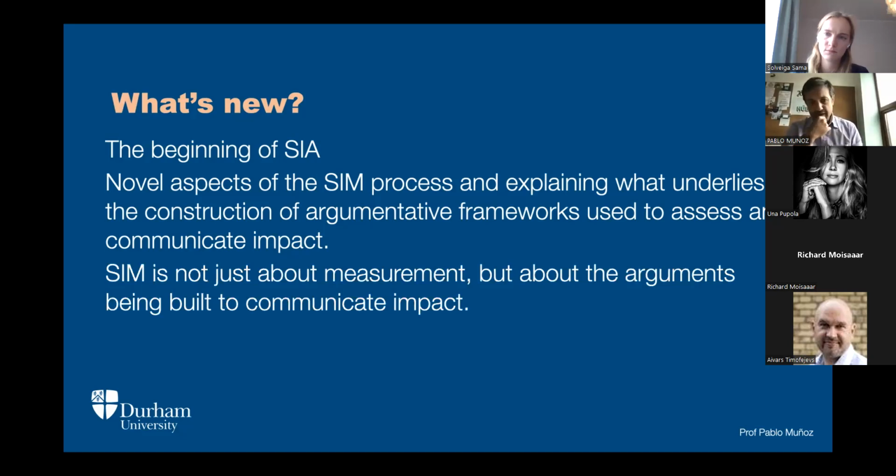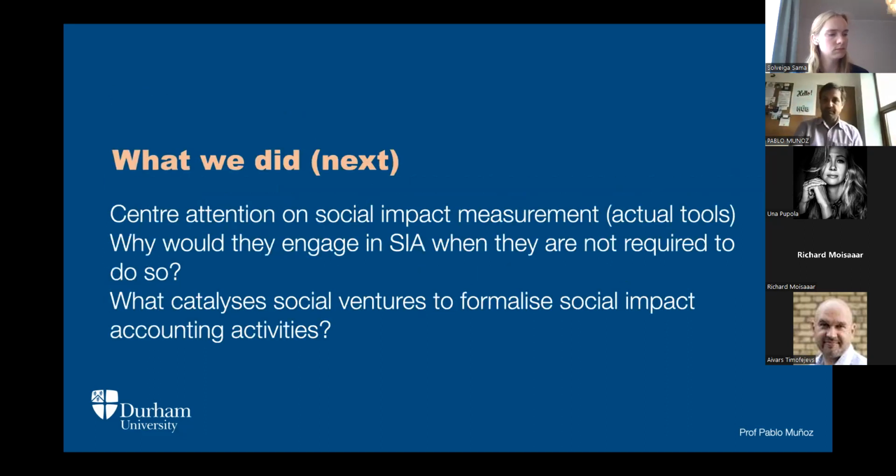And we show that social impact measurement, despite what we think, is not just about measurement, right? Perhaps measurement is actually less relevant in comparison to how people build arguments to communicate impact, right? And then we're showing the very early stages of the construction of arguments to be able to communicate impact, right?